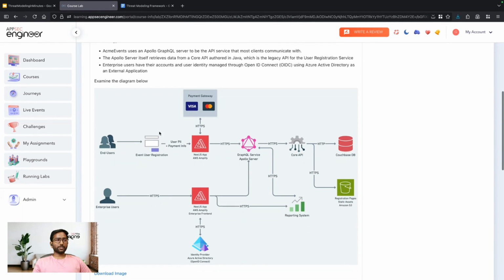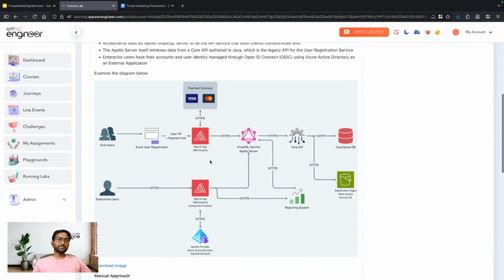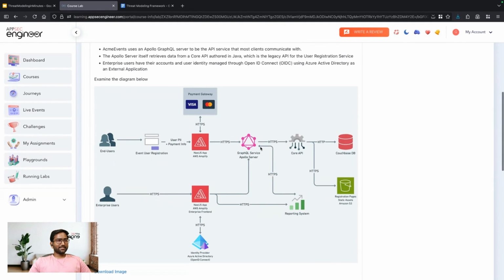The only point here is that you have a user registration workflow that is talking to a Next.js front end that is hosted on an AWS Amplify service, and we have GraphQL, which is a REST API service that allows you to declaratively talk to the core API and the reporting service, which in turn will talk to your database that is collating all the information about who is registered, whether they've paid, when this happened, etc.